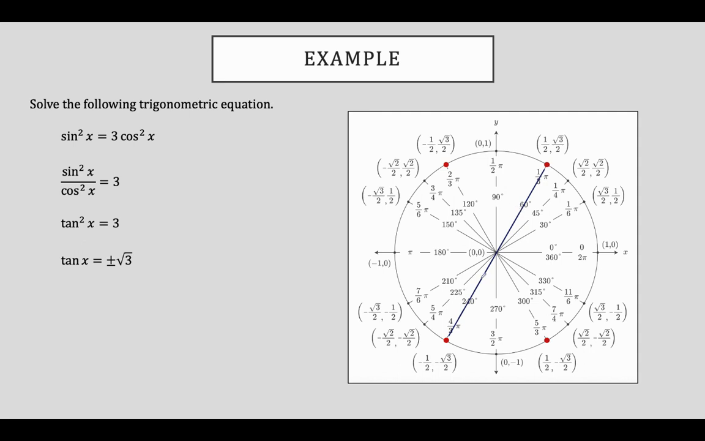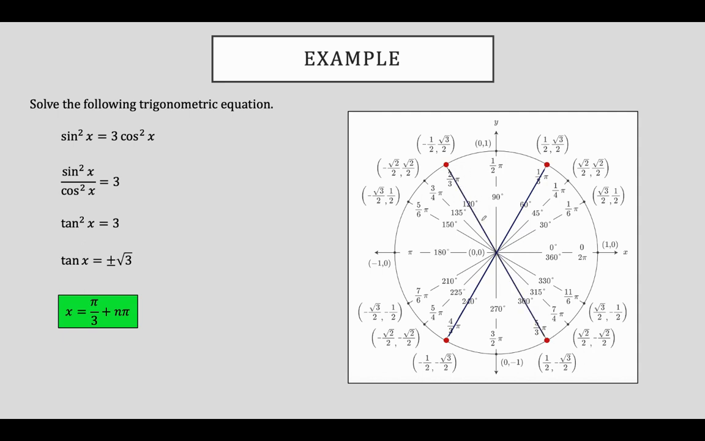So, to account for all the angles that terminate in either of these locations, I can say x is equal to pi over 3 plus n times pi. Notice we have n times 1 pi in this case because that is going to bring us to either of these two locations. The same thing can be said for 2 pi over 3 and 5 pi over 3.